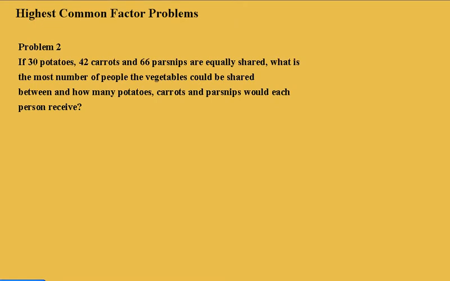Problem number 2. If 30 potatoes and 42 carrots and 66 parsnips are equally shared, what is the most number of people the vegetables could be shared between, and how many potatoes, carrots and parsnips will each person receive? A little bit harder, but we'll do the same sort of thing.